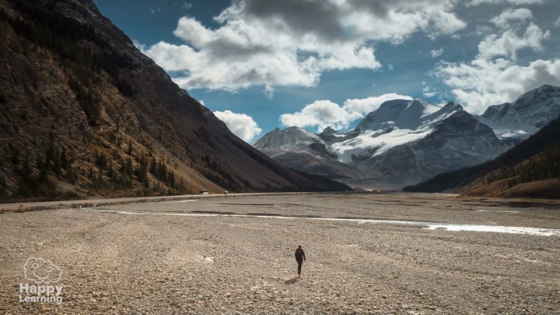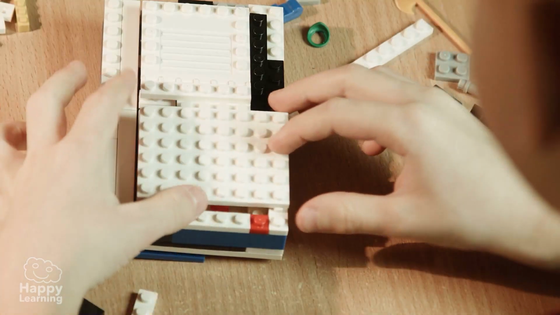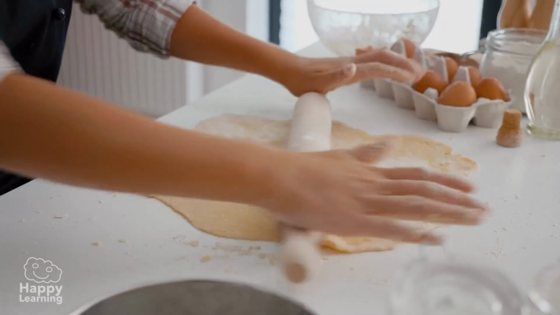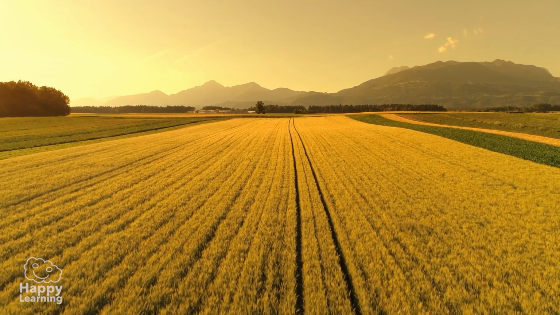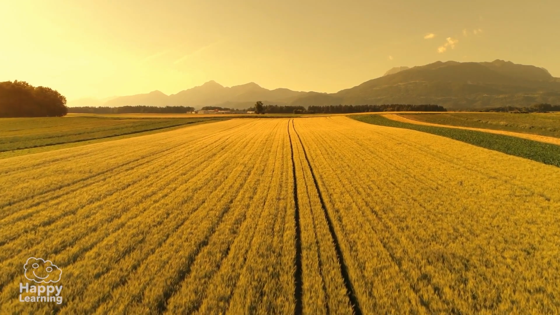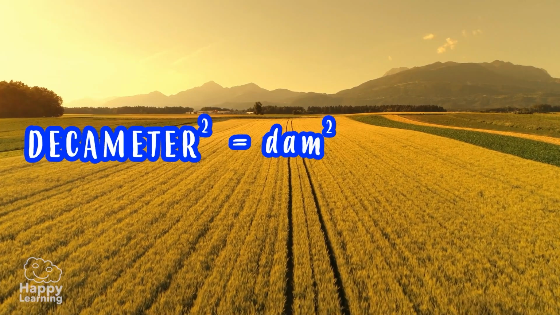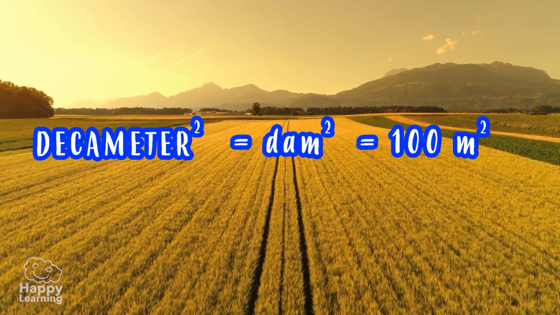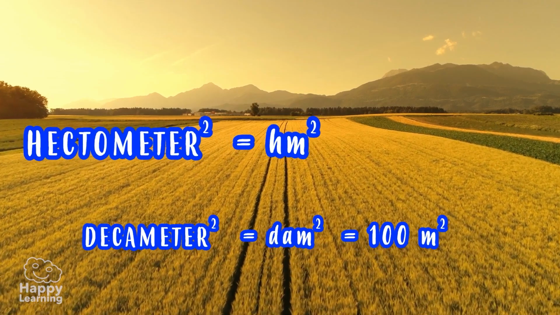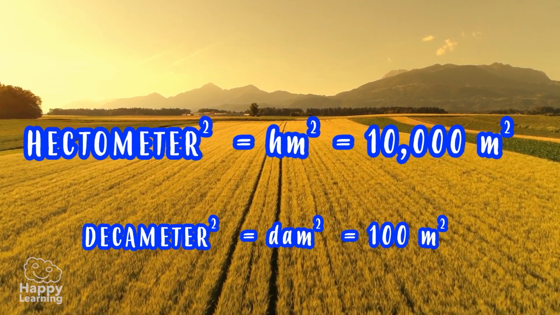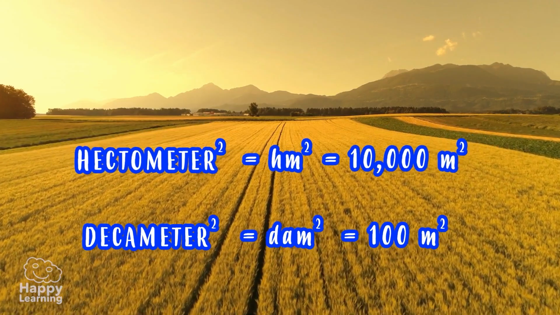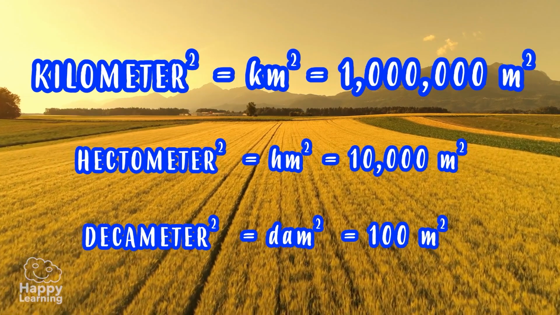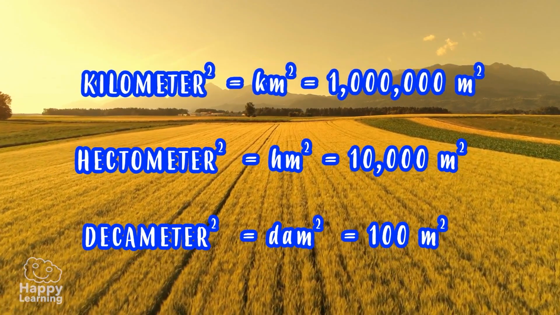To measure very large or very small surfaces, we cannot use the square meter. We have to use other measurements. For larger measurements, we use the square decameter, which is 100 square meters, the square hectometer, which is 10,000 square meters, and the square kilometer, which is 1 million square meters. Wow!